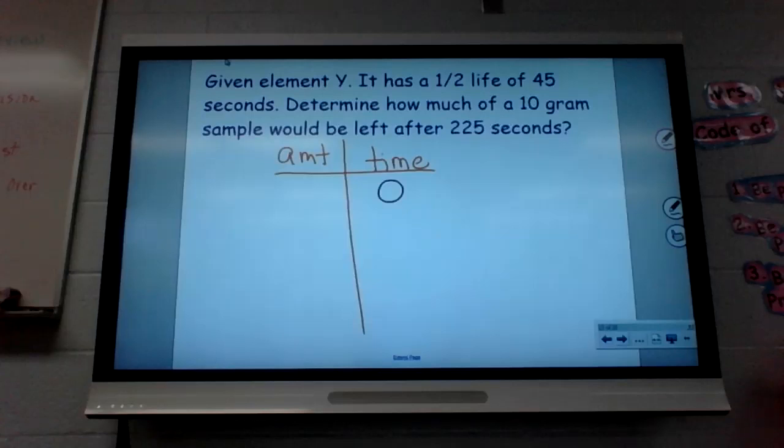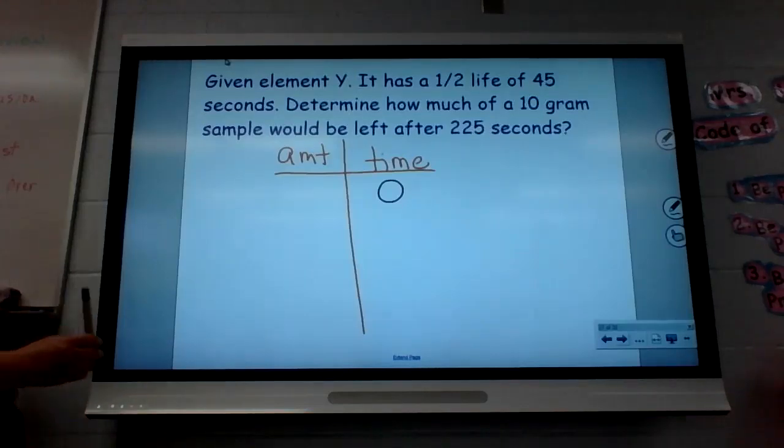All right, so what is my given amount in the question? It says... you talking about the 1/2? I just thought it. Stop playing with your phone and pay attention. What's my amount? 10 grams.